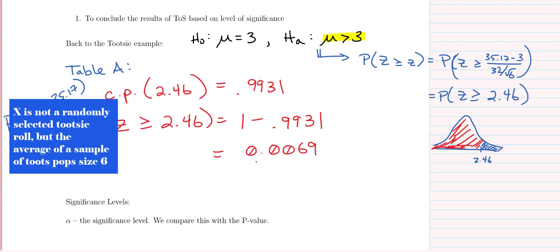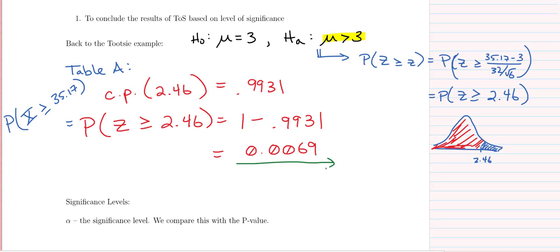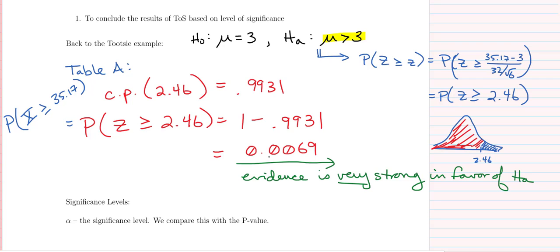So what does this very small p-value imply? Well, this very small p-value implies that our evidence is very strong, but it's very strong in favor of HA, because this suggests that our 35 is so far away from our 3, which we know we can compare numerically, yes, but the test of significance supports that thought.